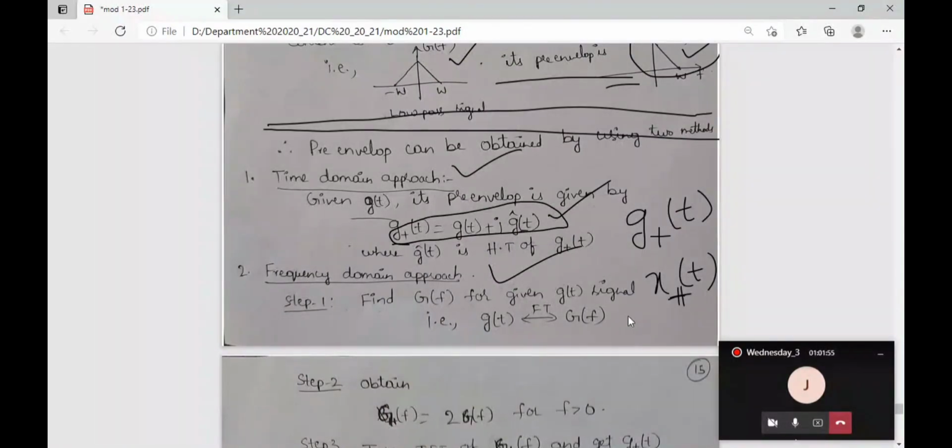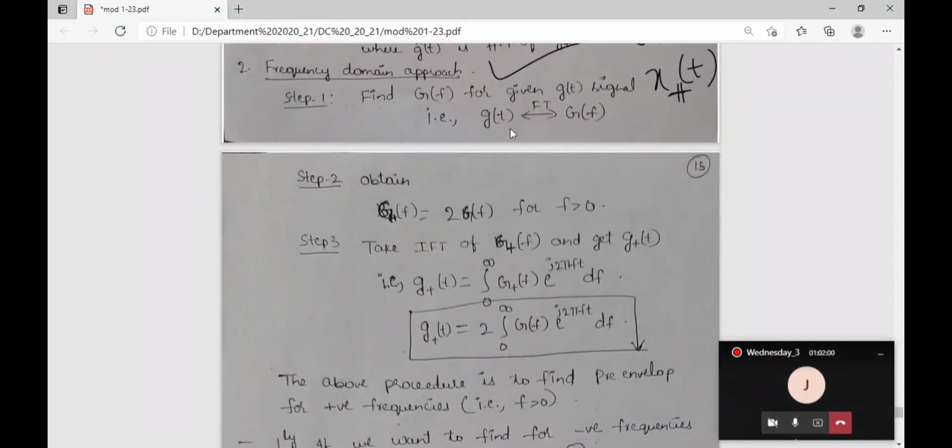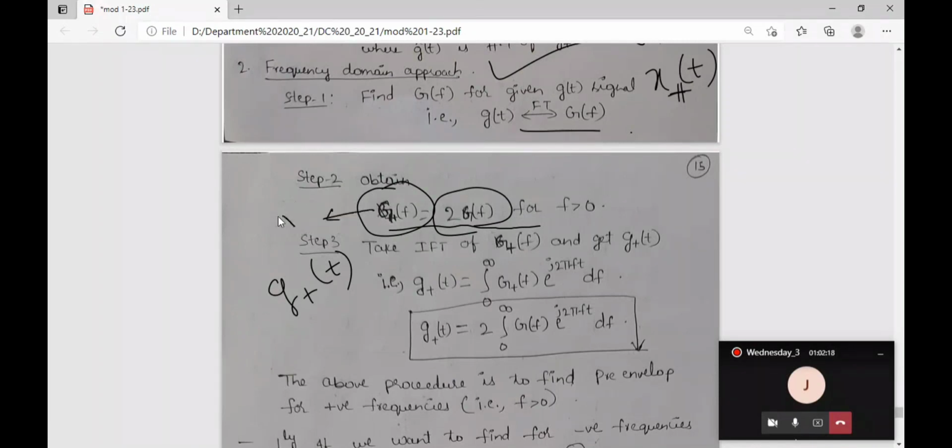Or the other method is the frequency domain, whatever I have shown you now. First step, you need to take g of t. For g of t, G of F should be taken, and then obtain G plus of F, so you'll get 2G of F. But we don't want G plus of F, we want G plus of T. To get G plus of T, you need to take the inverse Fourier transform of G plus of F. It is given as G plus of T equal to the integral from 0 to infinity.